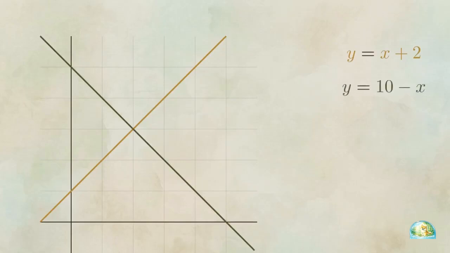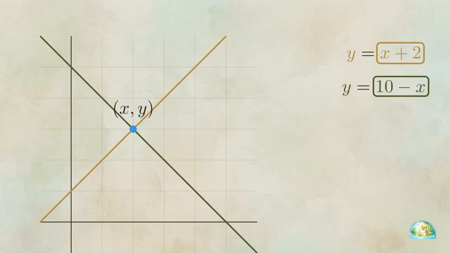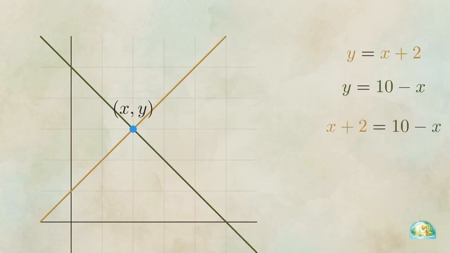We have the equations y equals x plus 2 and y equals 10 minus x. Because the paths cross at the exact same location, the y values at that spot must be identical. That means the expressions defining y have to be equal to each other. To solve the system, we just need to find the specific ordered pair, the exact x and y coordinates, that makes both relationships true at the same time.